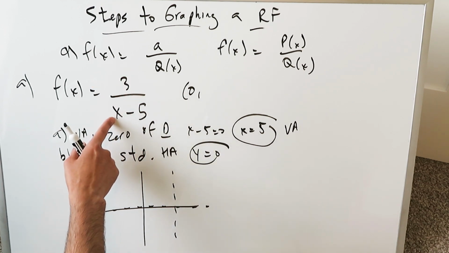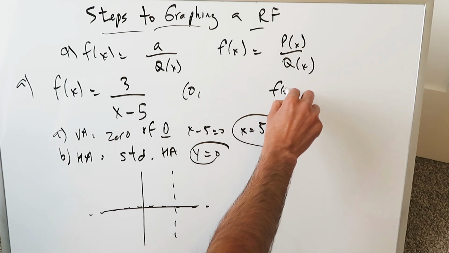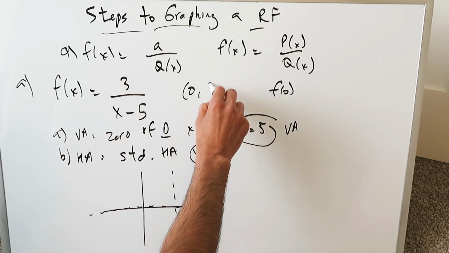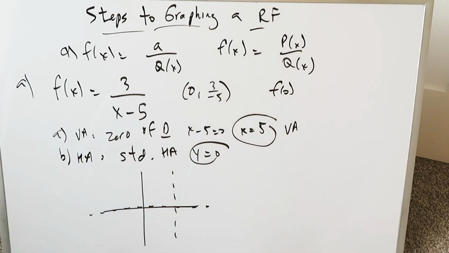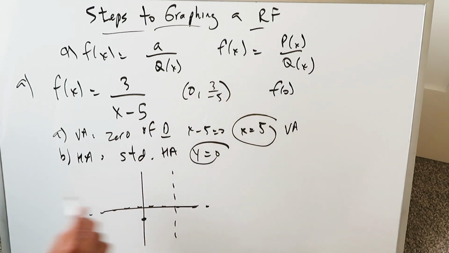When I put the 0 here in place of x, I'm really doing f of 0. That's what I'm calculating, f of 0. I put 3 divided by 0 minus 5. I get 3 over minus 5. And that tells you you have a y-intercept, 0 comma minus 3 over 5. This is what it looks like. It clues me in as to I'll have some curve here in this quadrant right here, and I'll have some curve here in this quadrant.